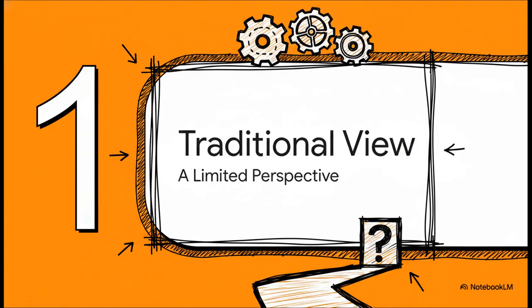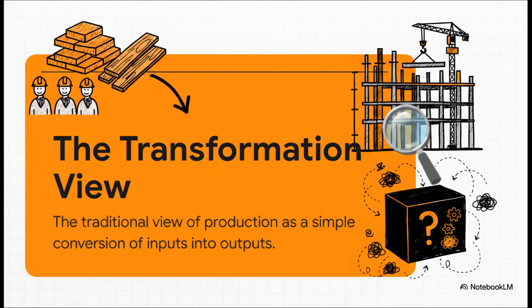To really get why TFV theory is such a game changer, we first need to understand the problem it was created to solve, and that starts with a narrow, traditional way we used to look at production. You know, for the longest time, this was pretty much the only view. You take your inputs, materials, labor, information, and you do something to them to get your outputs, say a finished building. The focus was almost exclusively on optimizing each individual task.